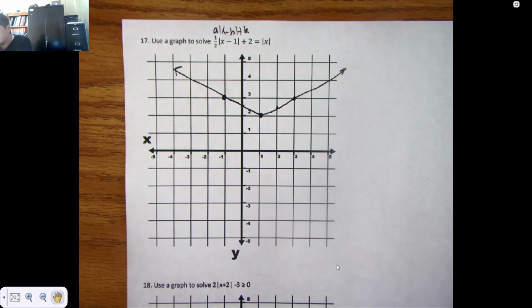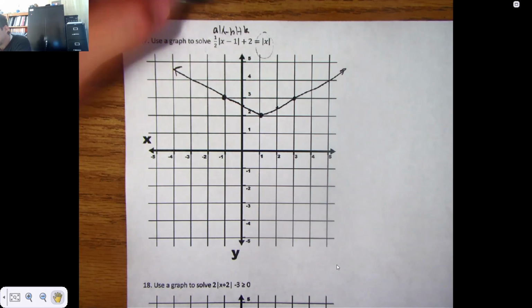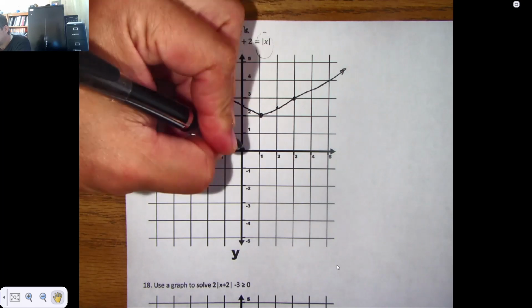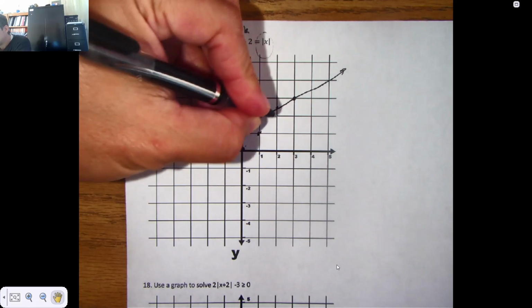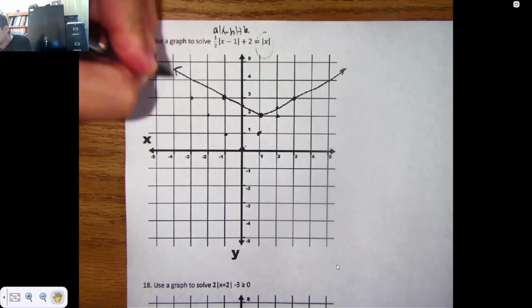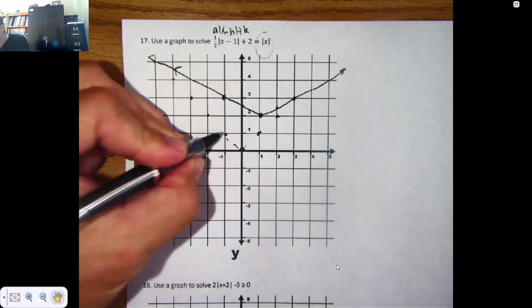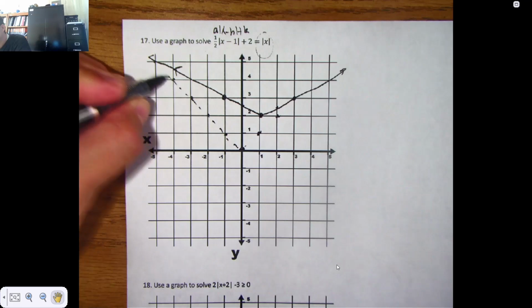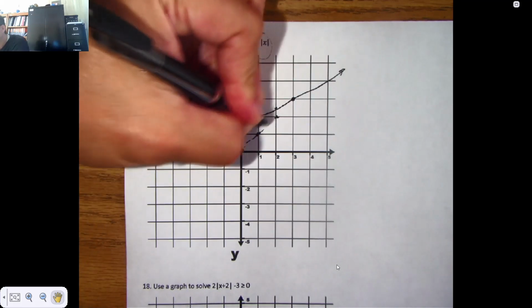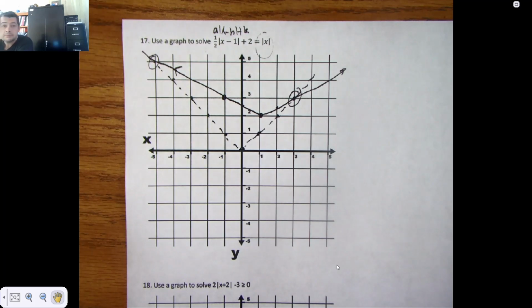And there is first the left-hand side of your equation. The right-hand side of the equation here is just the absolute value of x, which is just a v that rises 1 and runs 1. I should have extended this one out a little farther, shouldn't I? But as you can see, there are 2 intersections. There's an intersection there and there's an intersection there.